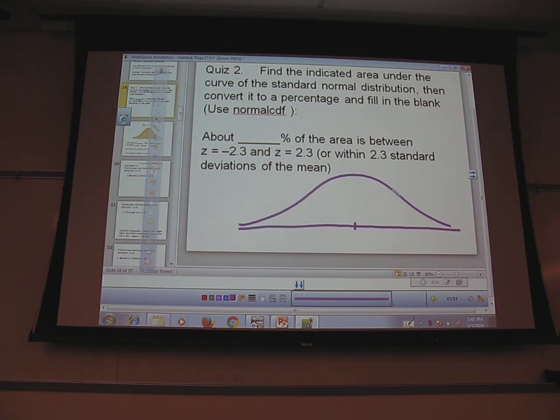It's confusing later. And then, what are my z-scores? Negative 2.3 and positive 2.3. Negative 2.3 should be on the left side or the right side?